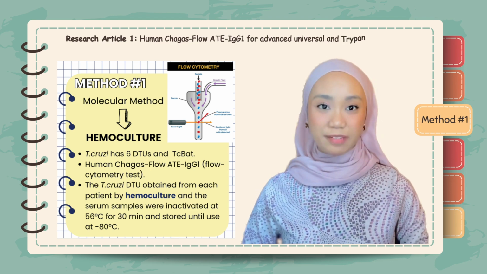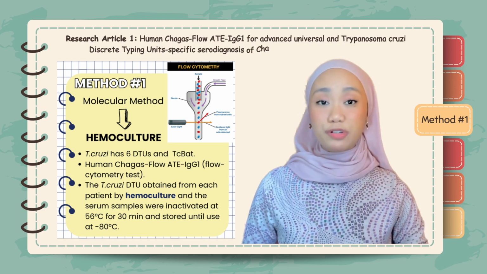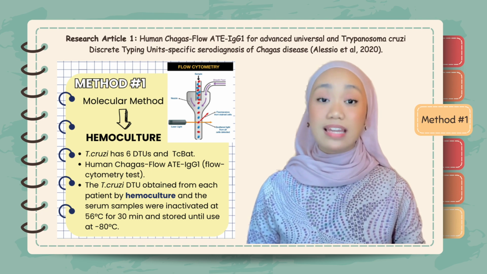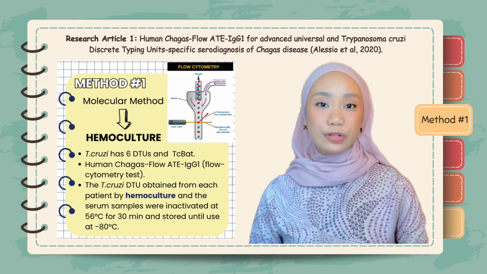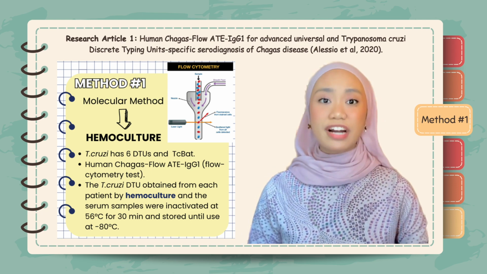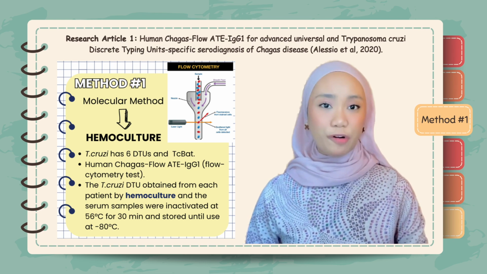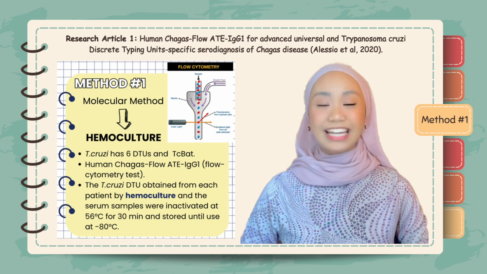The first current method that I am going to introduce to you is a molecular method called hemoculture, a parasite detection in blood samples. Based on T. cruzi genetic characteristics, it is classified into 6 DTUs and an emerging DTU called TcBat. DTU, or discrete typing units, are the genetic subdivisions of Trypanosoma cruzi. Therefore, in order to identify T. cruzi, we need to find its DTU in the host tissue.